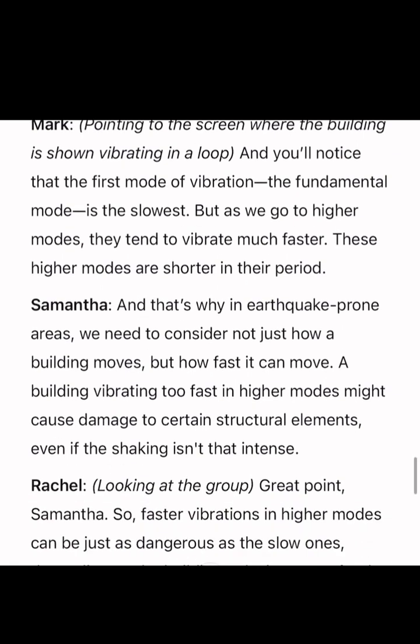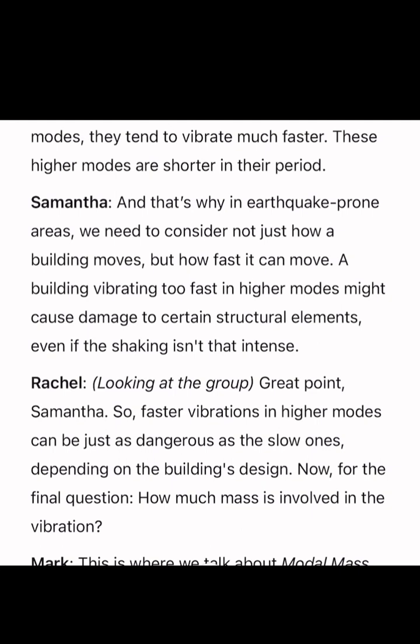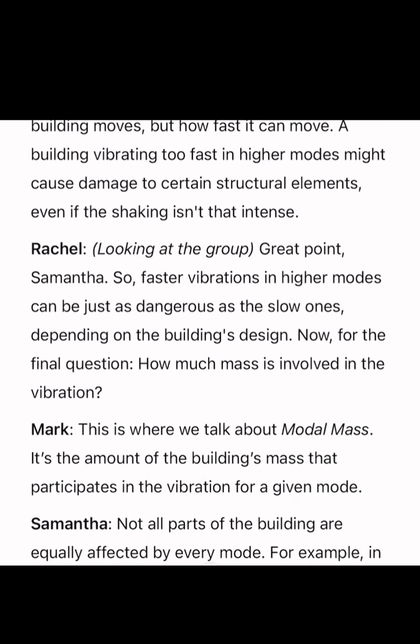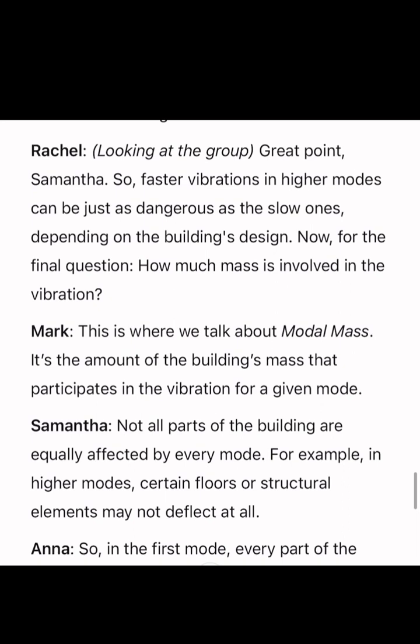And that's why in earthquake-prone areas, we need to consider not just how a building moves, but also how fast it moves. A building vibrating too fast in higher modes might cause damage to certain structural elements, even if the shaking is not that intense. Great point. So faster vibration in higher modes can be just as dangerous as the slow ones, depending upon the building design. Now for the final question: how much mass is involved in the vibration?